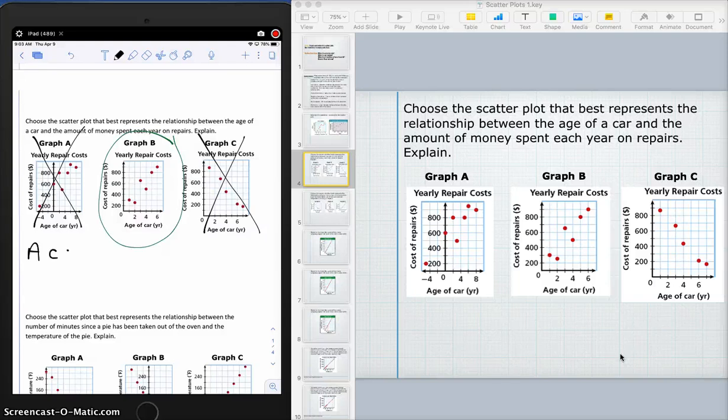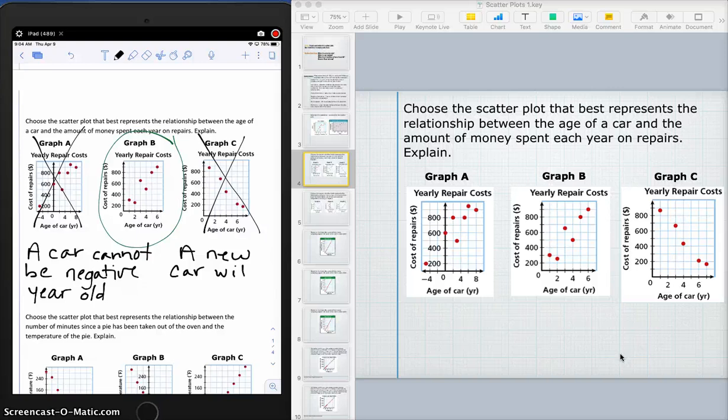A car cannot be negative years old, and a new car will have low repair costs.